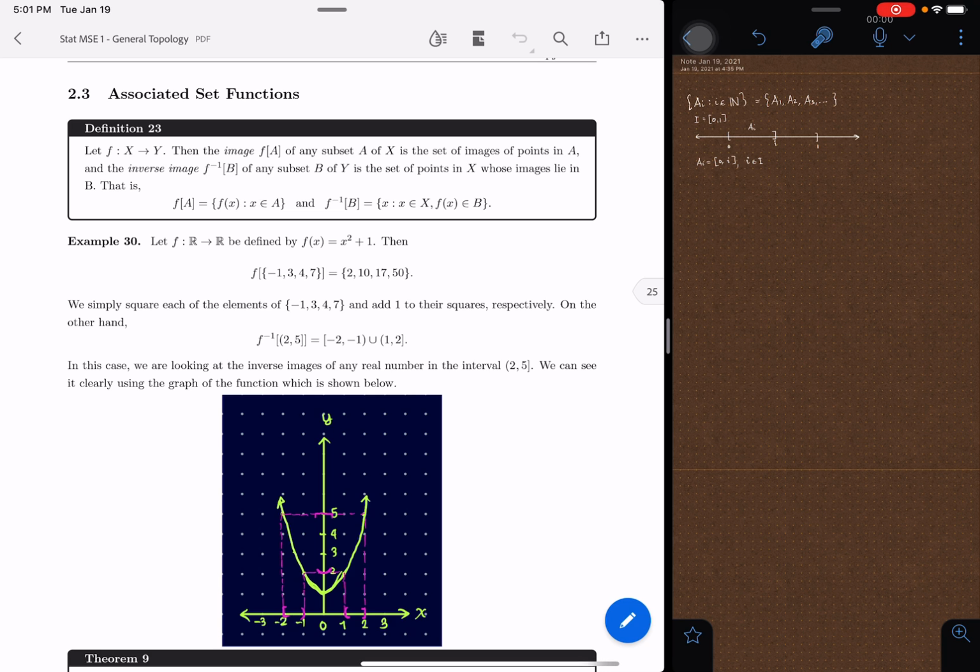We have a mapping f from X to Y, and we denote the image of the set A under the mapping f, where capital A is any subset of the domain X of the function f, by f bracket of A. So that's our notation for the image of a subset capital A of the domain X of the function f. It's the set of images of points in A.